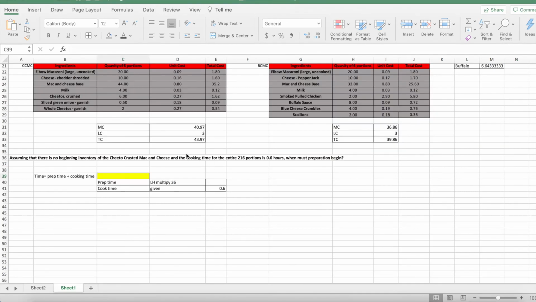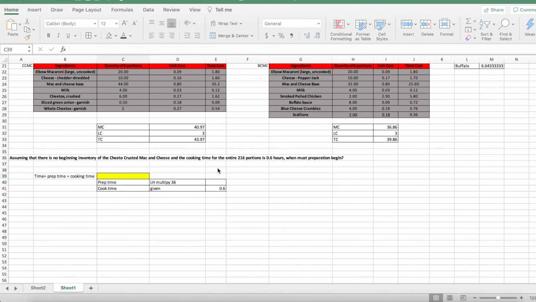So the third and final calculation question is, assuming that there is no beginning inventory of the Cheeto crusted mac and cheese and the cooking time for the entire 216 portions is 0.6 hours, when must preparation begin? So we need to look at preparation time and cooking time to get the total time needed.